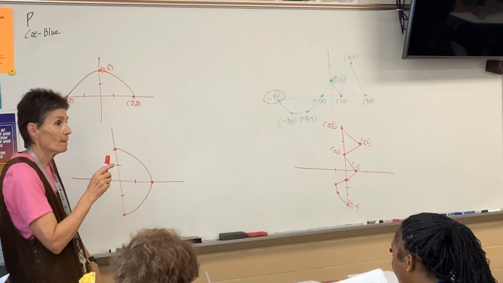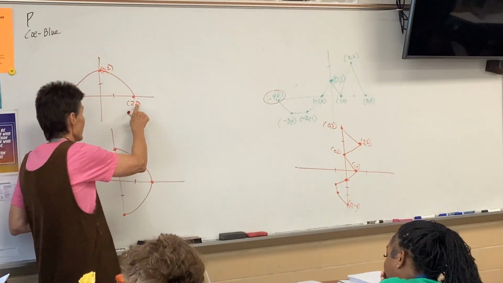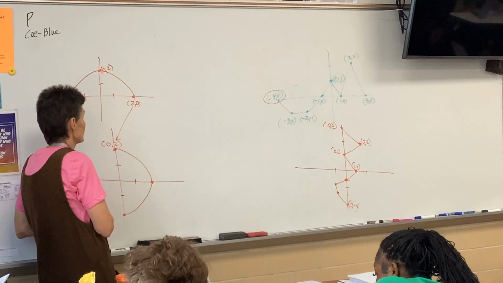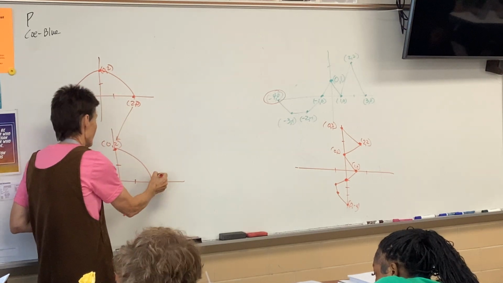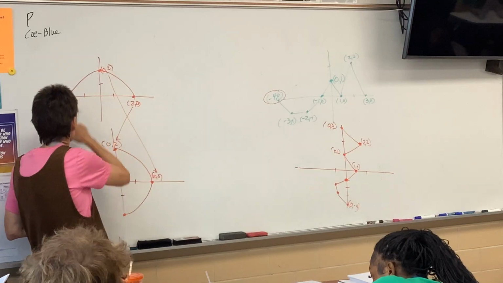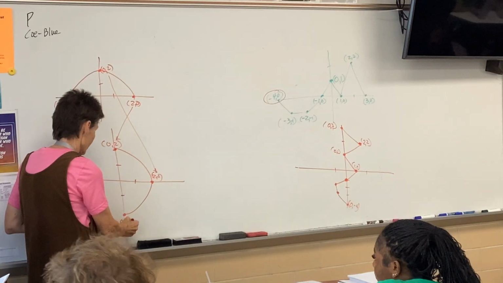Just go point by point. So plot (0, 2), right here. That's (0, 2). Plot (2, 0). That's right here. Plot (0, -2). Right there.